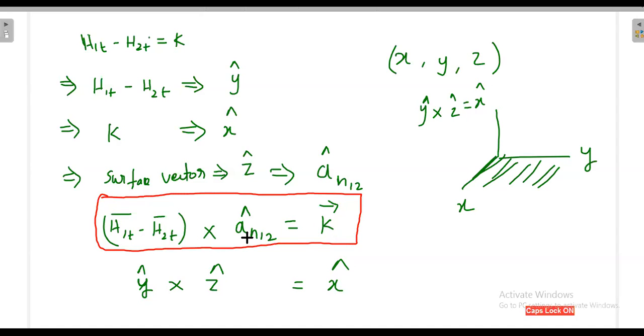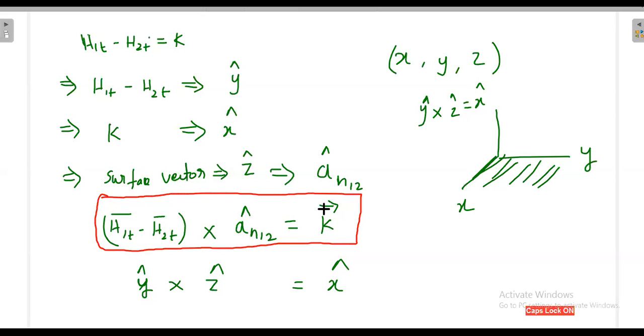This is the interrelationship between the tangential magnetic field and the normal vector going from region 1 to 2, and K is the surface current density.